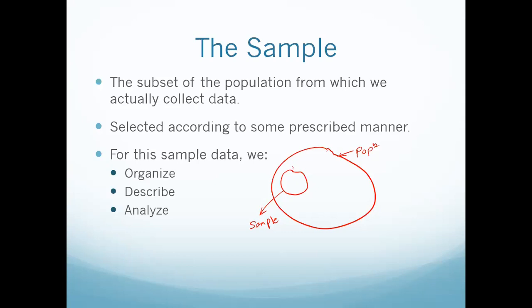For this sample, we cannot just select any students. There are a few things we need to consider when we are selecting this sample. This sample should be organized and described, and it should be analyzed. That sample should represent that particular population.